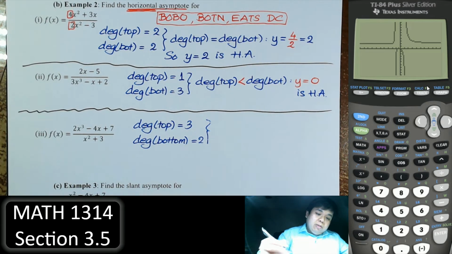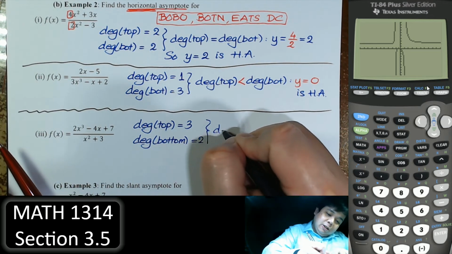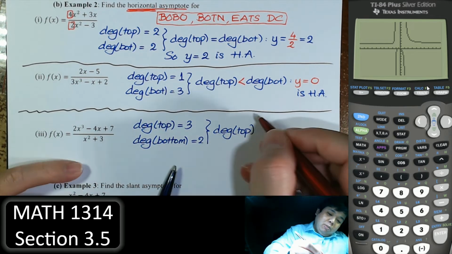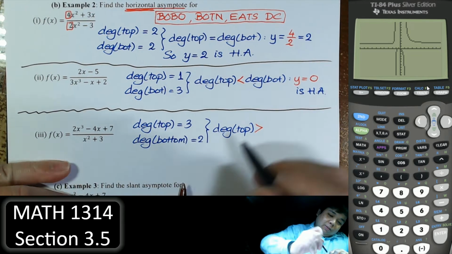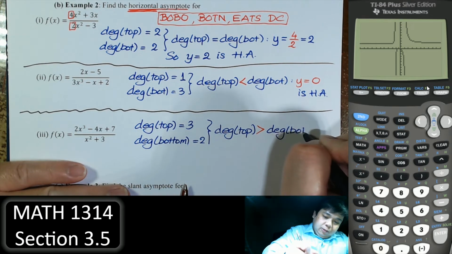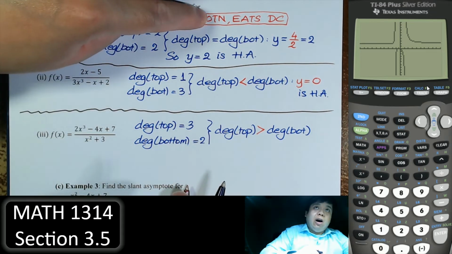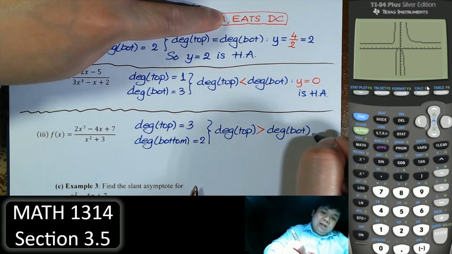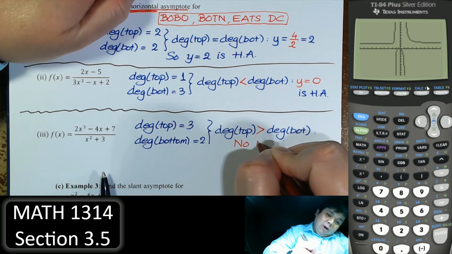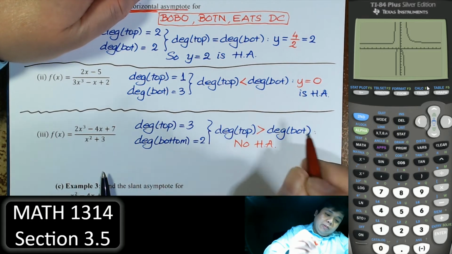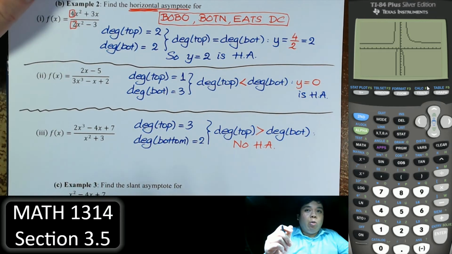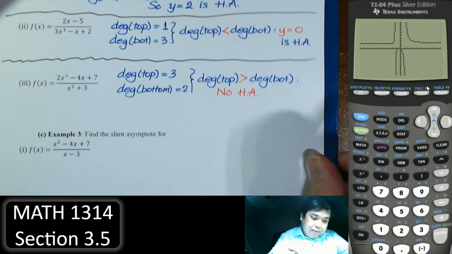Now degree on top is bigger than degree at the bottom. So bigger on the bottom, there's none. So there's no horizontal asymptote. Right, very straightforward, those scenarios.